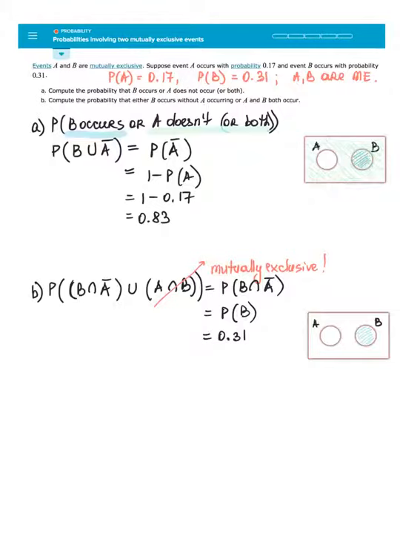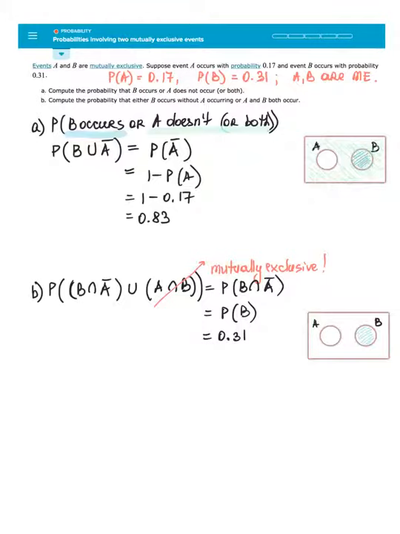Part B is asking us to compute the probability that either B occurs without A occurring, or A and B both occur. In symbolic form, it means probability of B occurring at the same time as A does not occur. So B occurs without A occurring, B and A bar. Or then it says A occurs and B at the same time. Well, we know that A and B occurring at the same time, A and B being mutually exclusive, is impossible. So this whole probability right here is 0. We can just ignore it, exclude it, it doesn't matter.